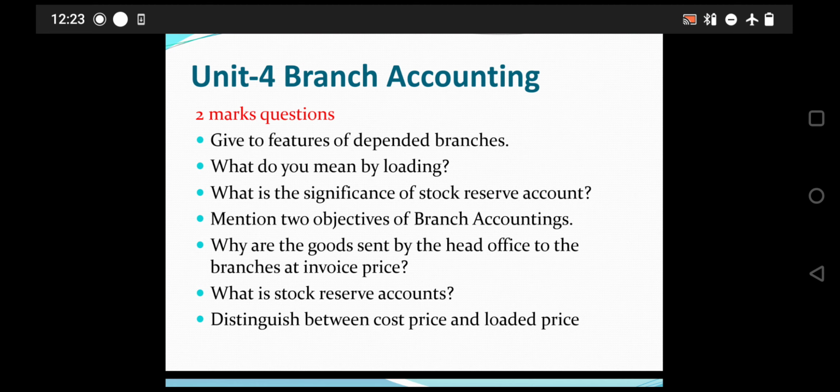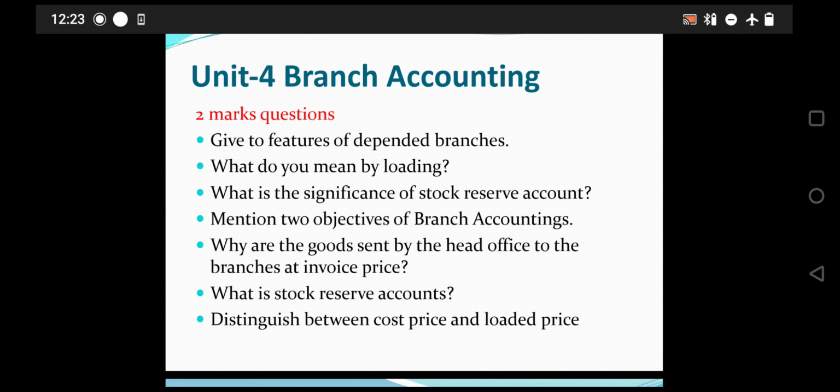Then, mention two objectives of branch accounting. So objectives: there are so many branches, why are we preparing branch accounting? To know the profit and loss of each branch, we are preparing branch accounting. To know the financial position of each branch separately, we are preparing branch accounting. To know the exact goods required for various branches, we are preparing branch accounting, and so on.